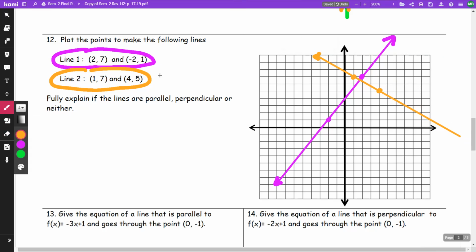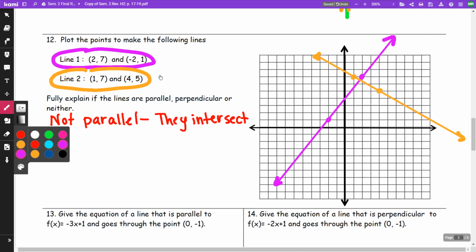And then they're asking if these lines are parallel, perpendicular, or neither. Definitely not parallel, that is for sure. Okay, so not parallel. They intersect. Let's see if they are perpendicular. So to see if they're perpendicular, let's find the slope.